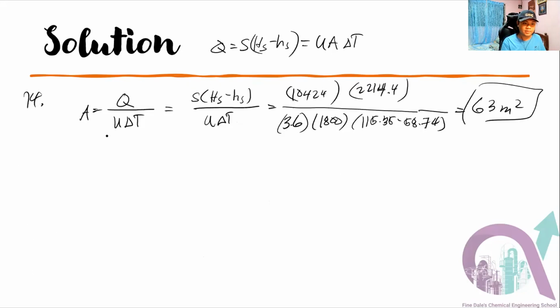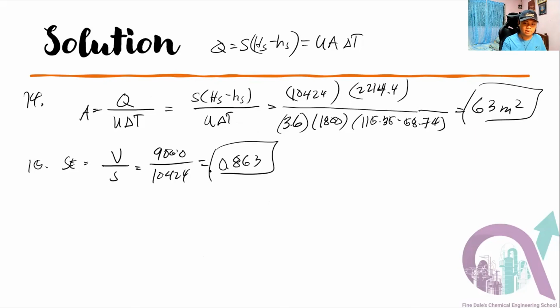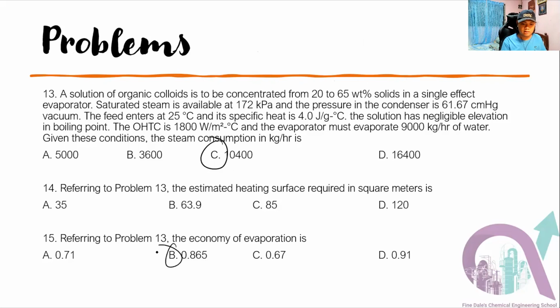And then lastly, number 15, we are required to find the steam economy. So SE. So this is just simple. You have your V over S. This is just 9,000 over 10,424. You can get 0.863. Okay, that's letter B. Then this is letter B also.